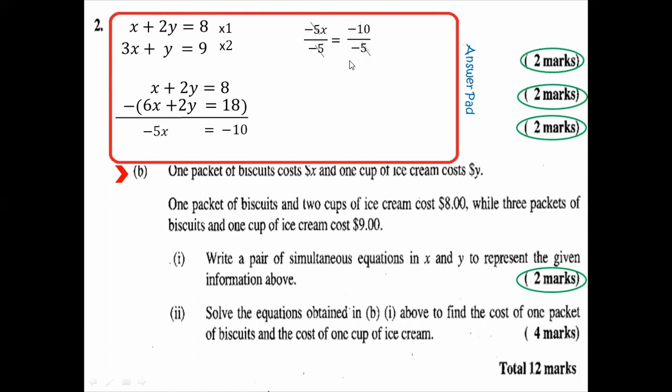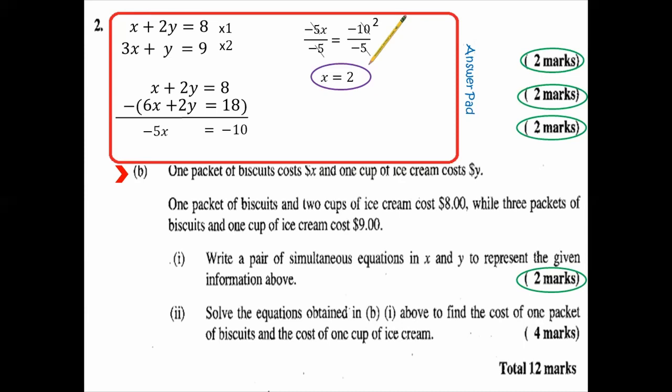We'll have x is equal to 2. So what we have just done is to eliminate y so we can ascertain a value for x, which is 2. And now what we're going to do is substitute 2 into one of the equations that we have here.